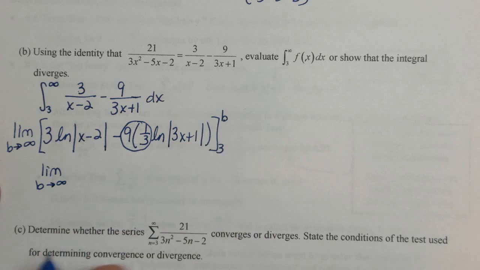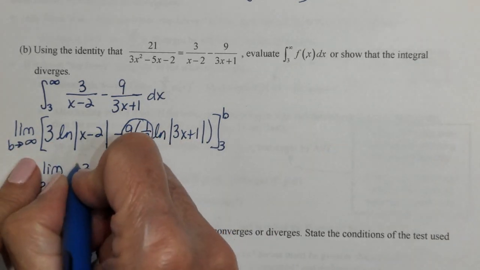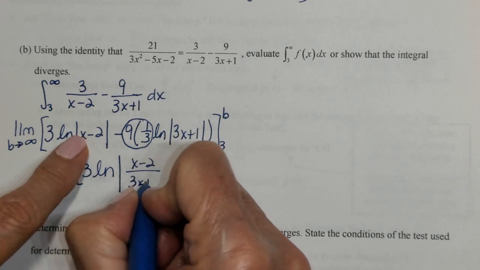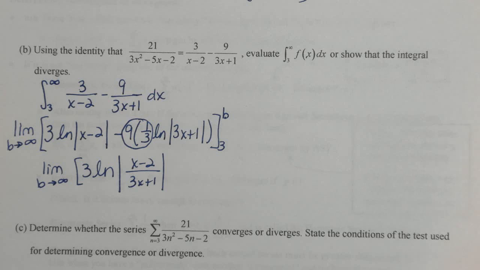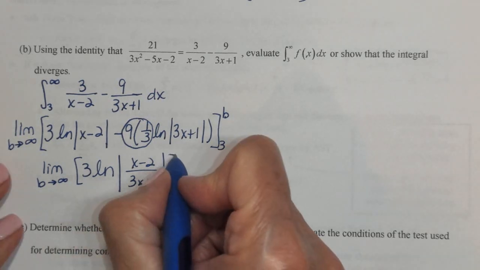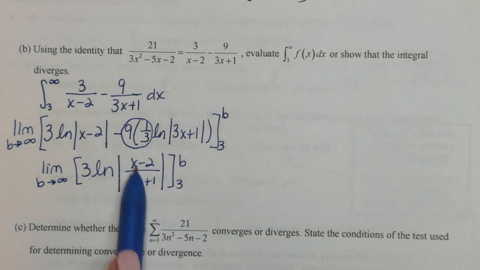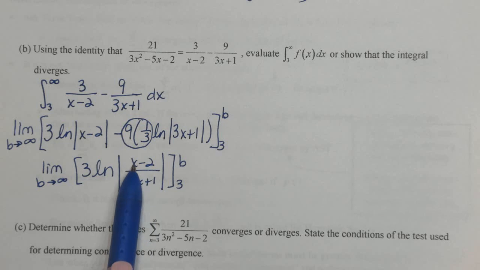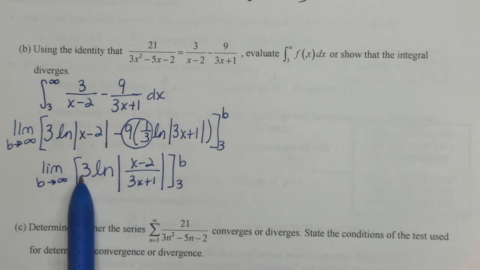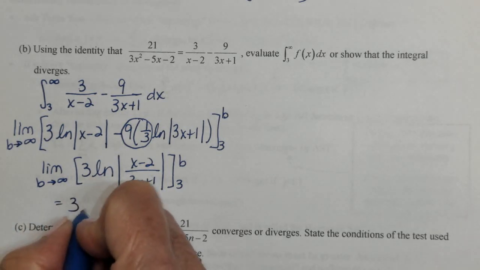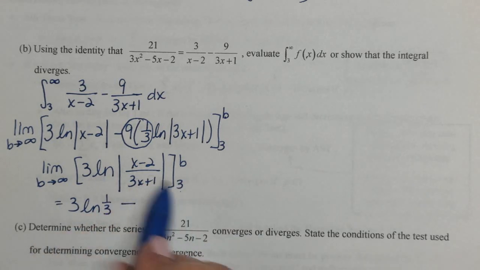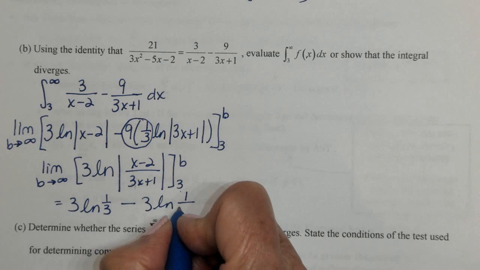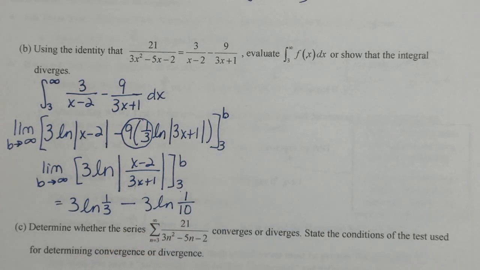This 9 times a third is 3, so they both have a 3 out in front. So it'll be a 3 ln absolute value x minus 2 over 3x plus 1, like that. Don't forget your 3 outside. Now we can put b in for x and let b go to infinity. The minus 2 is irrelevant, the plus 1 is irrelevant, and we have b over 3b, which is 1/3 inside. So I have 3 ln of 1/3 minus, now I'm putting 3 in for x, 3 ln of 1 over 10. That's it. Done.